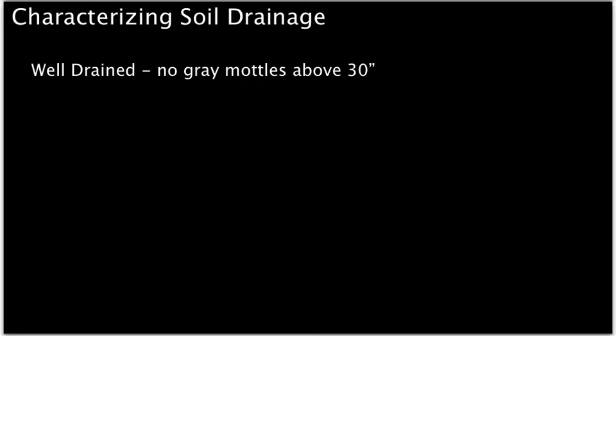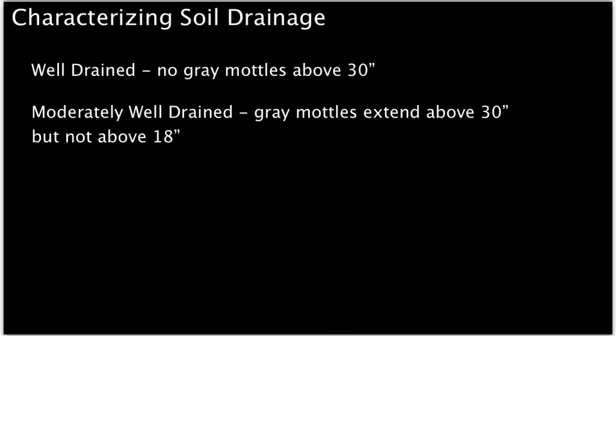The next category is moderately well drained. So we have gray mottles above that 30 inches, but they're not above 18 inches. So between 18 and 30 inches, we find mottles in those depths in the soil. And we've got a moderately well-drained soil, so mottles grow above the 30 inches but not above 18.